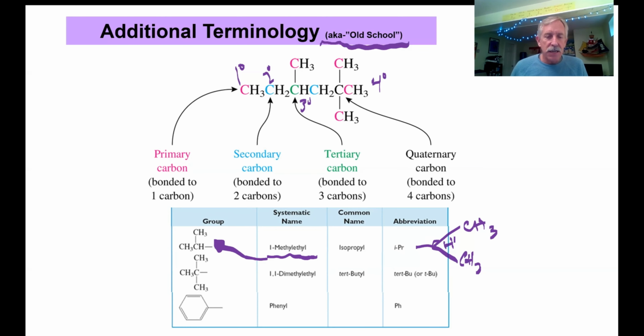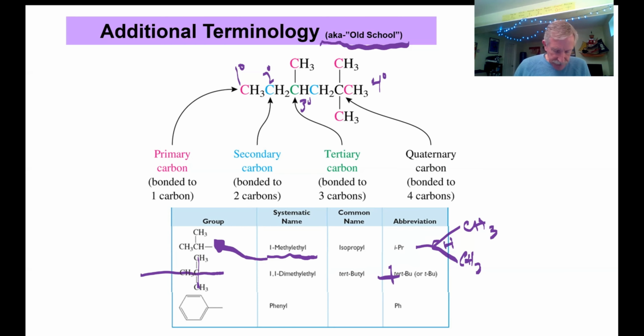So hopefully you can see where they get the name tert-butyl or T-butyl, to emphasize the fact that it looks like the shape of a T. So 4 carbons in the shape of a T is a T-butyl group.